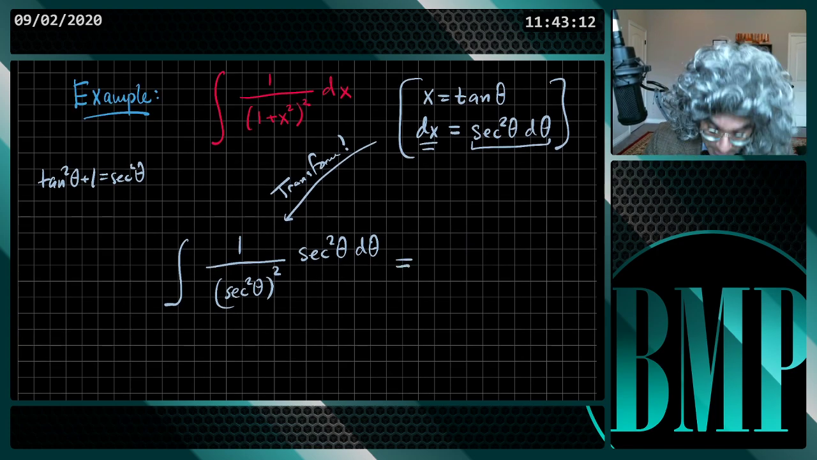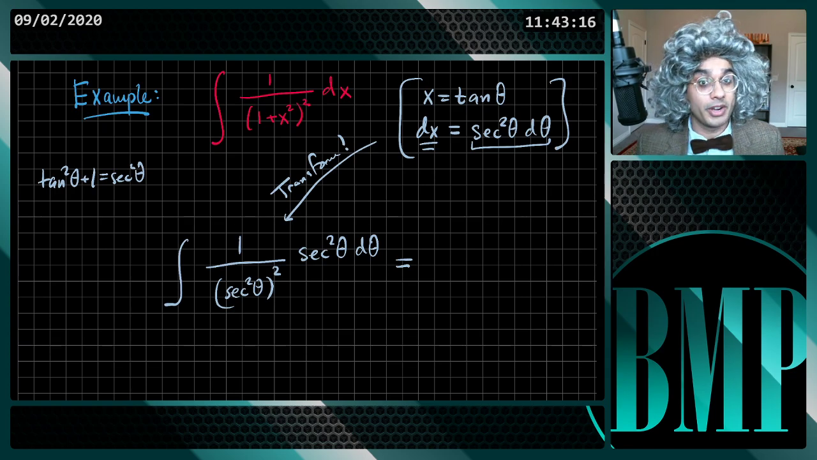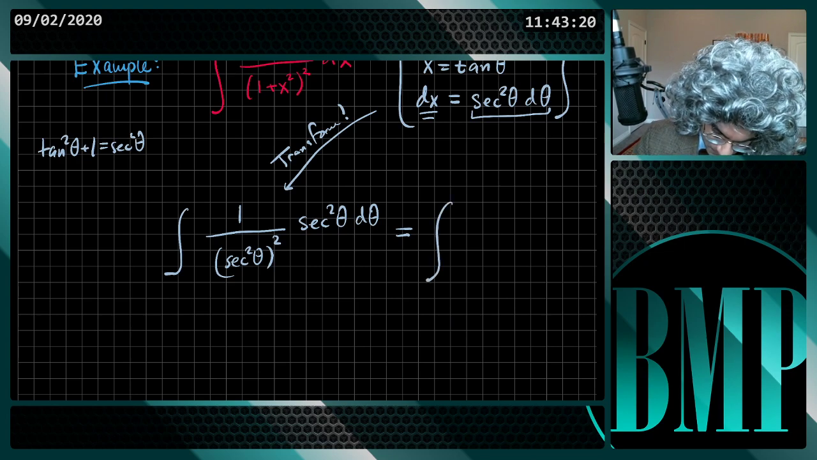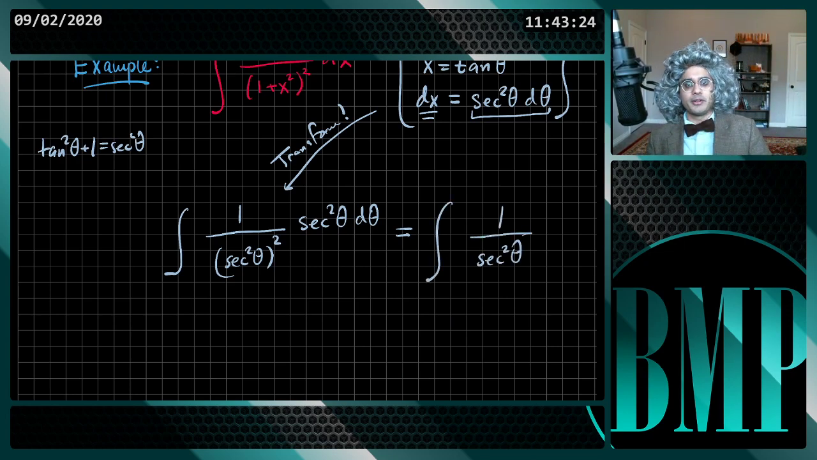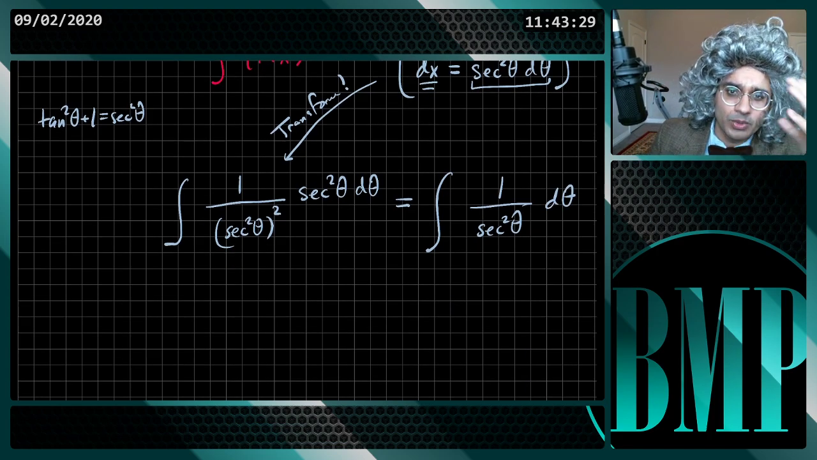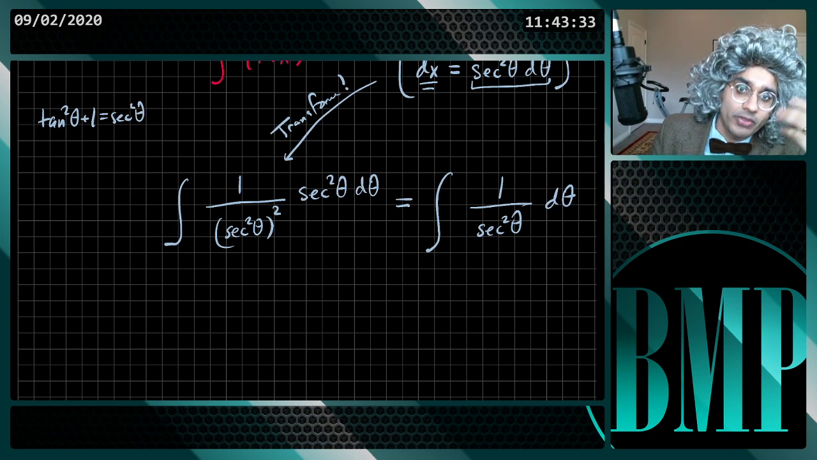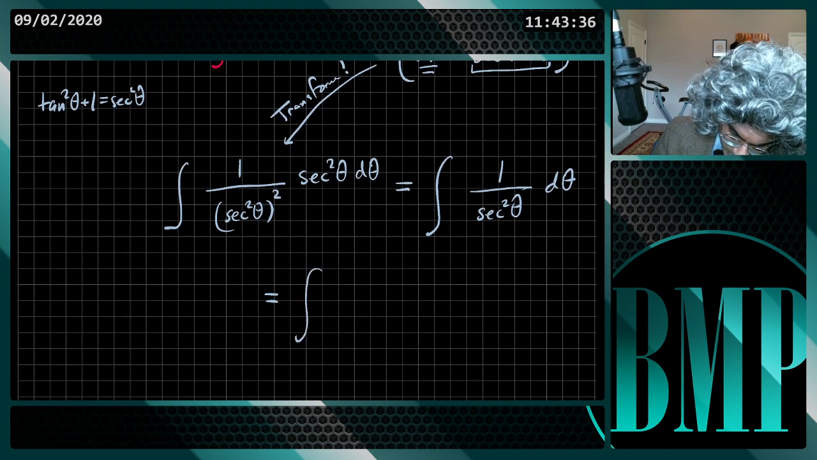And so some great cancellation happens. Not the best, not like 100% best, but pretty good. You just have one secant squared on the bottom left. Now, secant was 1 over cosine already. So 1 over cosine is cosine again. So this is now the integral of cosine squared.